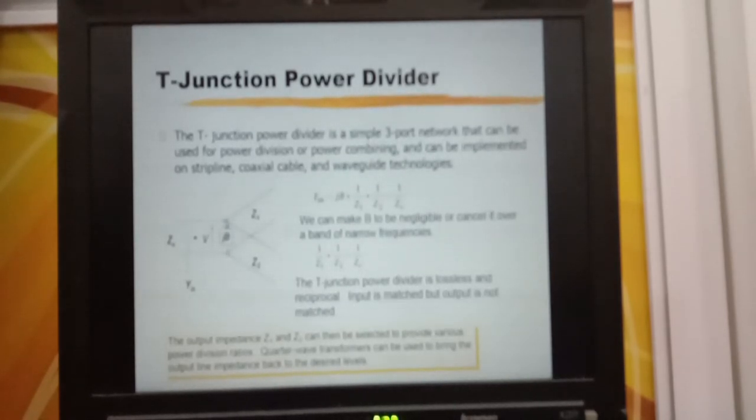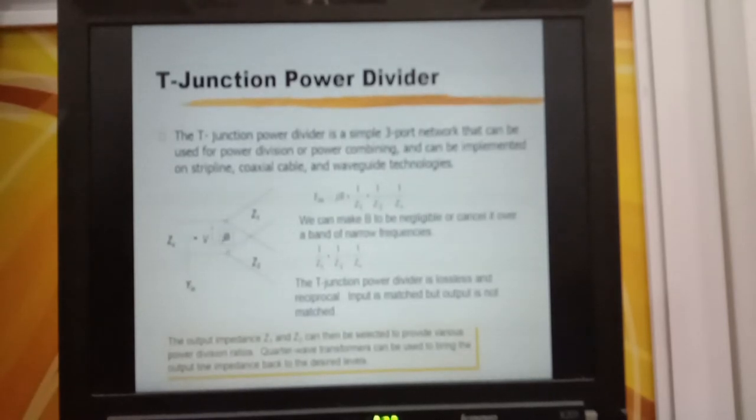At the T-junction or Y-junction, strictly speaking, there is a parasitic element due to the T-junction. This parasitic admittance, let's denote it as jB, where B is the susceptance of the junction.